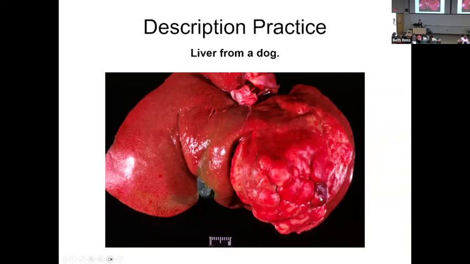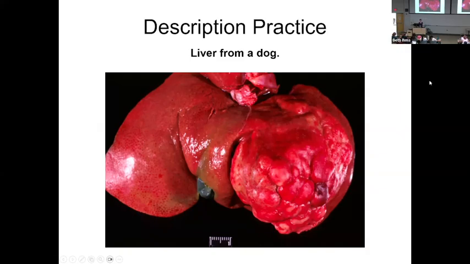Some of the nodules have central umbilication, like a belly button. Does that look like a belly button to anybody else? When a nodule is sunken in the middle, we call it umbilicated because it looks like a belly button. Yeah. We know what this is.